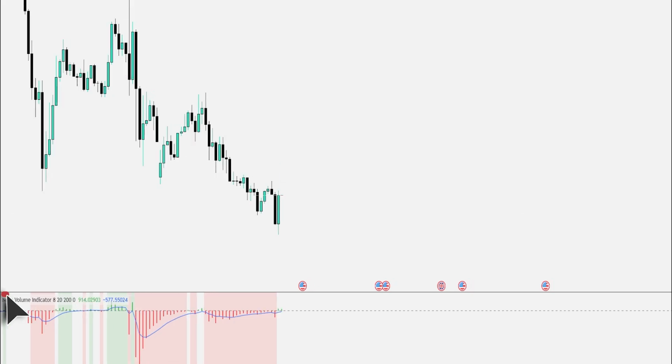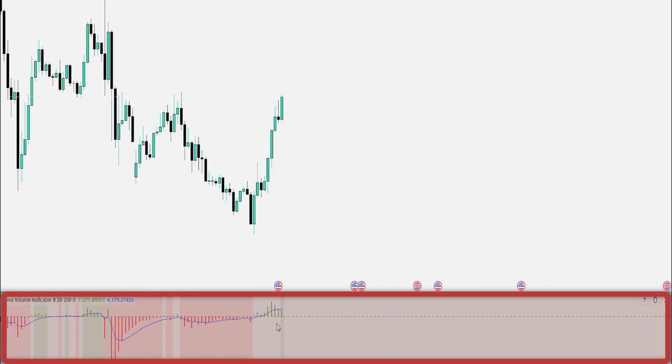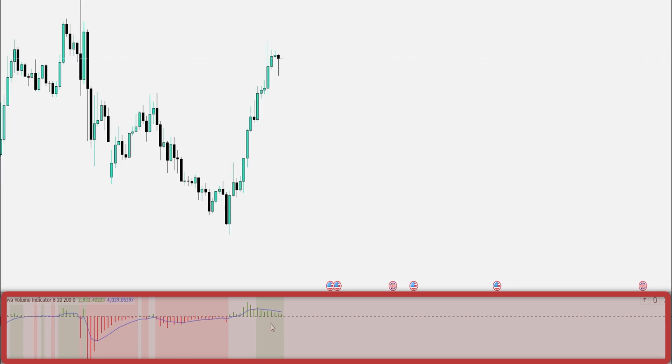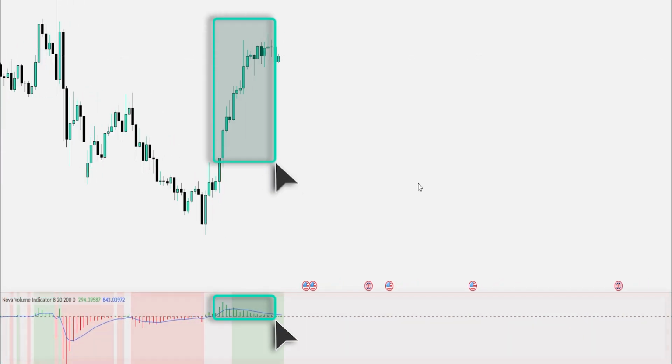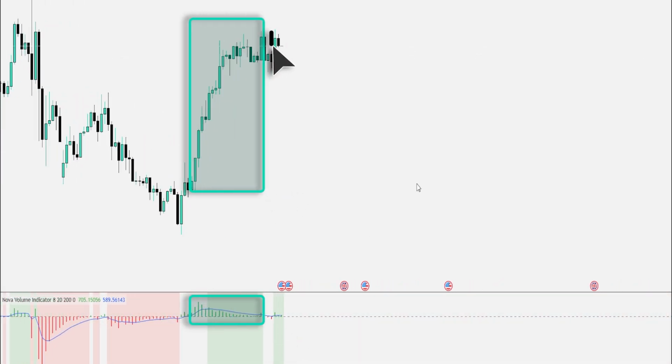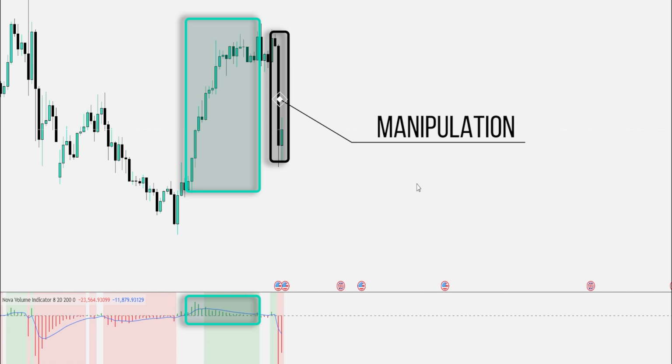The third is to use volume indicators. If the price movement is not confirmed by volumes, it can be a sign of manipulation. For example, if the price rises sharply, but the trading volume remains low, it is most likely a trap.